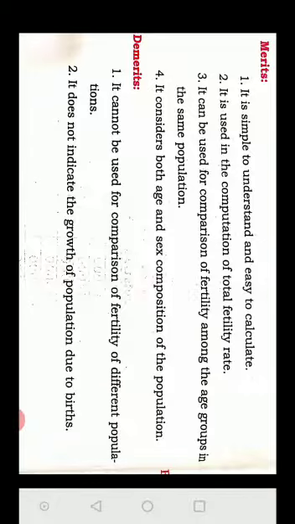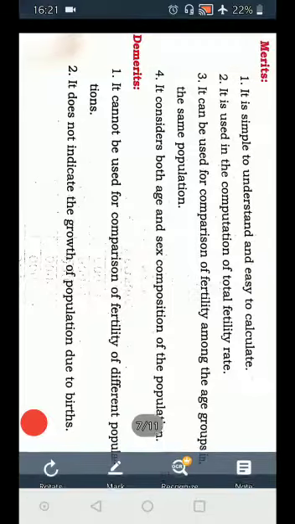The third merit says that it can be used for comparison of fertility among the age groups in the same population. So here a little improvement is there. I mean, you can use it to compare across age groups. And the fourth merit says that it considers both age and sex composition of the population.